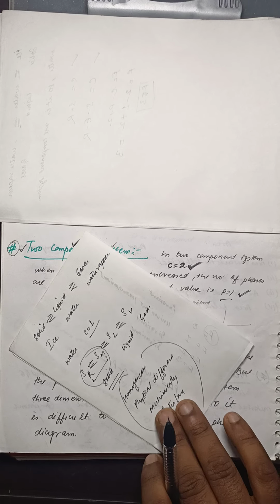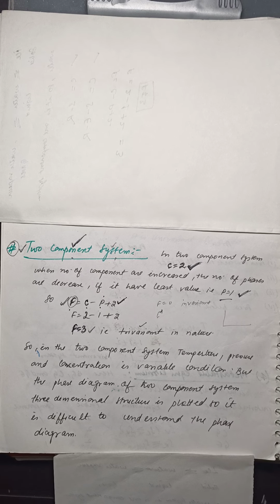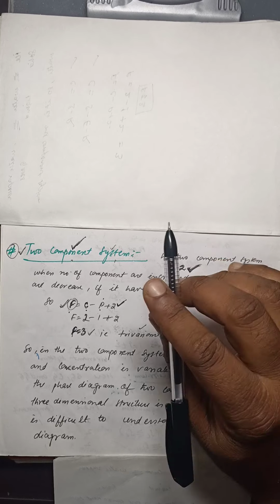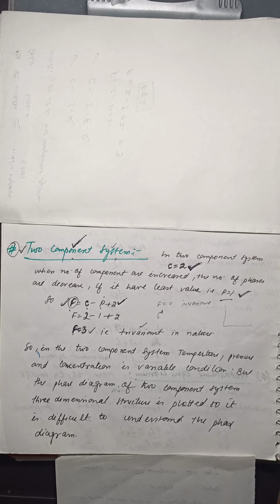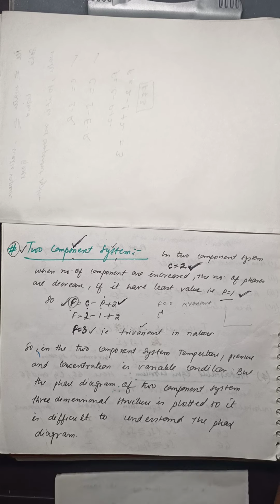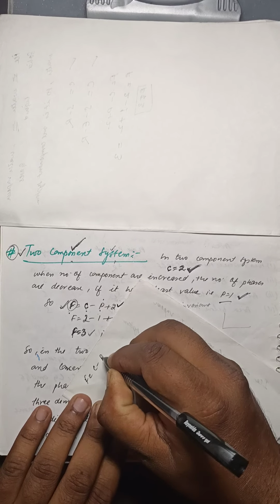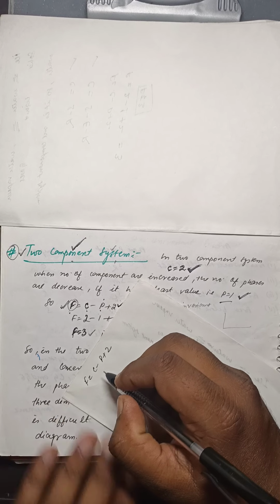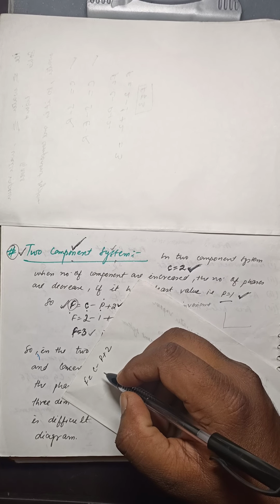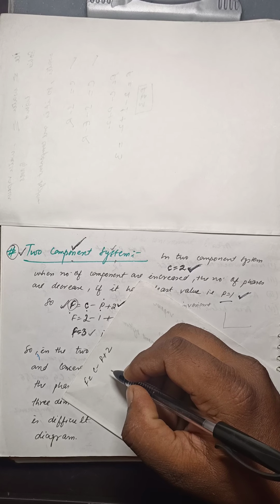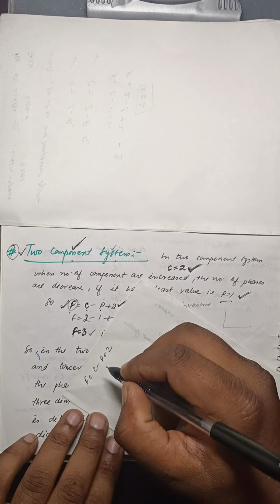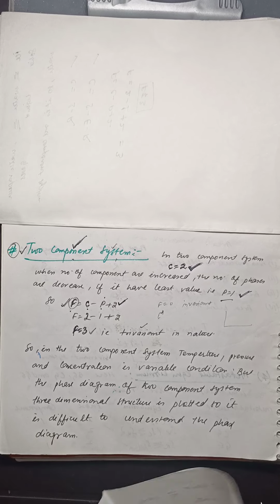So here, for the two component system, C is equal to 2. When the number of components increases, the number of phases automatically decreases, and its least value is P equal to 1. So putting all these values in the Gibbs phase rule, F equals C minus P plus 2, where F is the degree of freedom, C is the component, P is the phase, and 2 is a constant quantity.